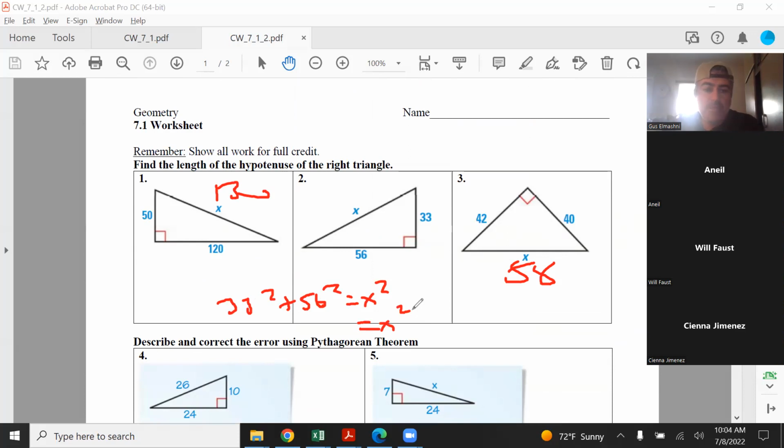So let's see here, 33 squared, square root it. Yeah, you should get 4225, so x is 65. So yeah, that's all. Pretty easy, right?